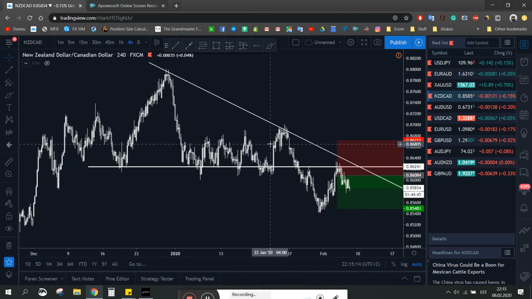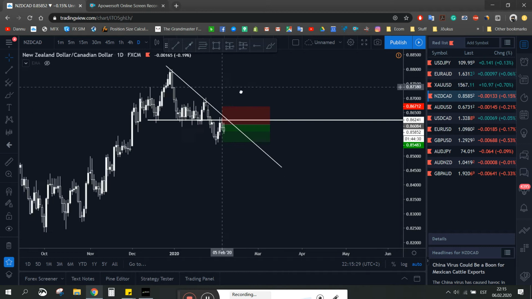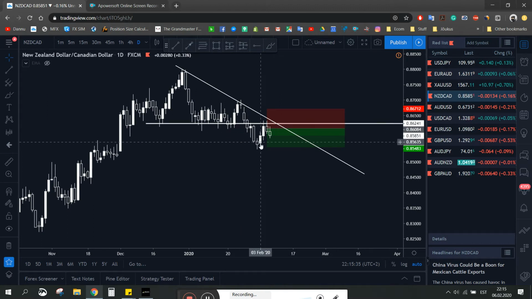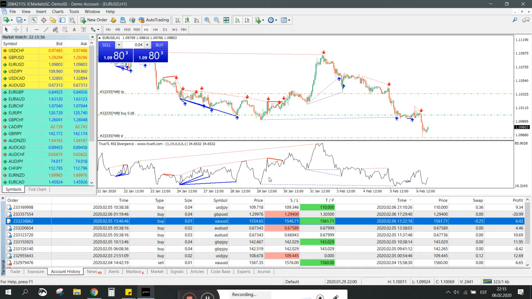NZD CAD. I'm in this trade with real money. I got this trade from Nick Sean. Pretty straightforward. Downtrend on the daily. It broke resistance and retested it, so I entered here. So that's basically it. Looks like it's going down. I'm in it with play money and with real money, so I'll have that account open over here.